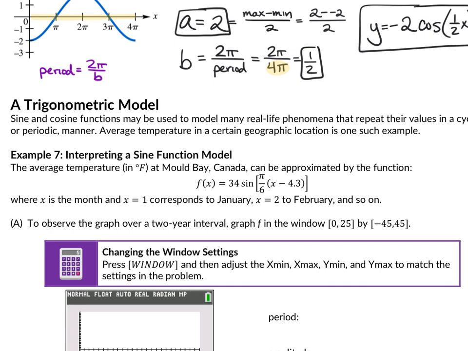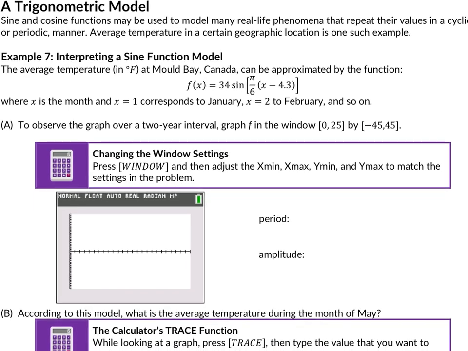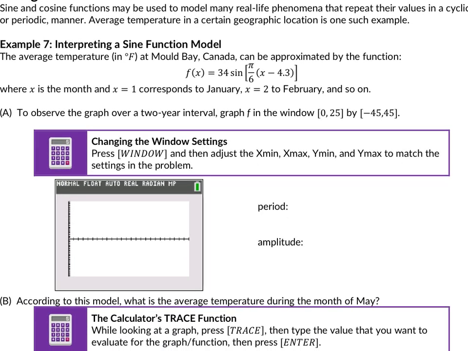We're going to observe this graph over a 2-year interval, to graph in the window from 0 to 25 by negative 45, 45. The reason I'm having us do this is if we were to just graph this function in the regular y equals on our calculator and press go, we likely would not see this function or see any interesting things about it, because your calculator starts the window at negative 10 to 10 and negative 10 to 10. We need to see the actual information for this graph. So follow along with me.